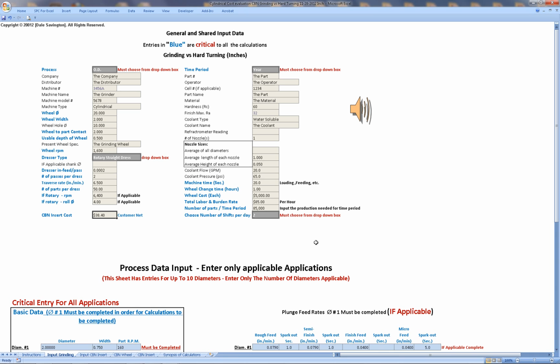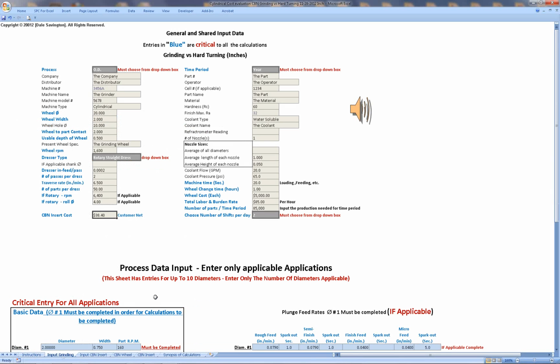Making a decision for turning versus grinding depends on a lot more than just the calculations from this program. Considerations include production numbers, tolerances in both size and surface finish, machines available, just to name a few. The program is divided into 6 sheets, 5 of which are interactive. The first, titled Instruction, is written instructions for this program.